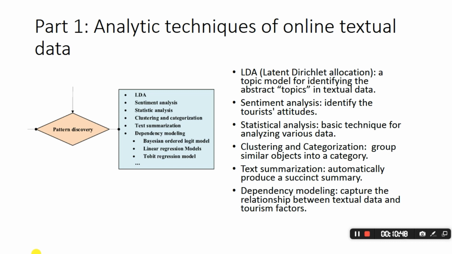Dependency modeling is to capture the relationship between the textual data and tourism factors such as hotel performance, restaurant performance, or travel behavior. And a variety of regression models have been applied in this analysis method.